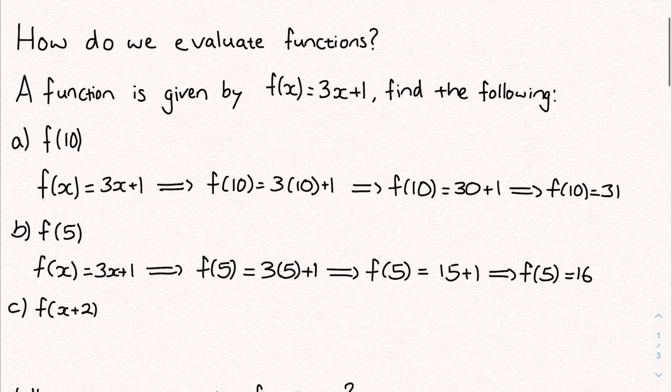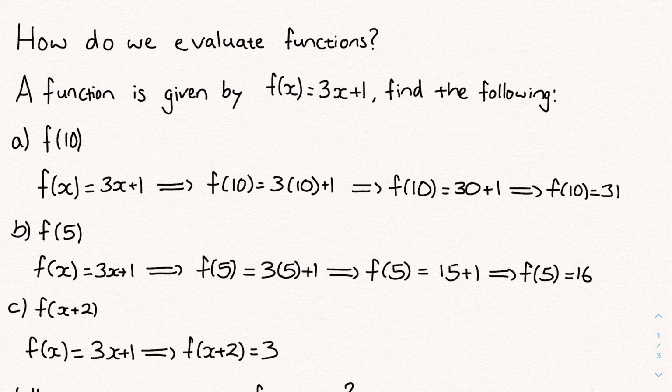The last one we're going to look at is f(x plus 2). So we've got a standard sort of question here. f(x) is equal to 3x plus 1. Then we want to replace all our x's with x plus 2. So we write f(x plus 2) is equal to 3(x plus 2) plus 1. So we then want to expand out these brackets like a normal expansion. Okay, so 3 times x would be 3x, and 3 times 2 would be 6. So we would then be left with 3x plus 6 plus 1, which would be 3x plus 7. Okay, so that's how we evaluate functions.